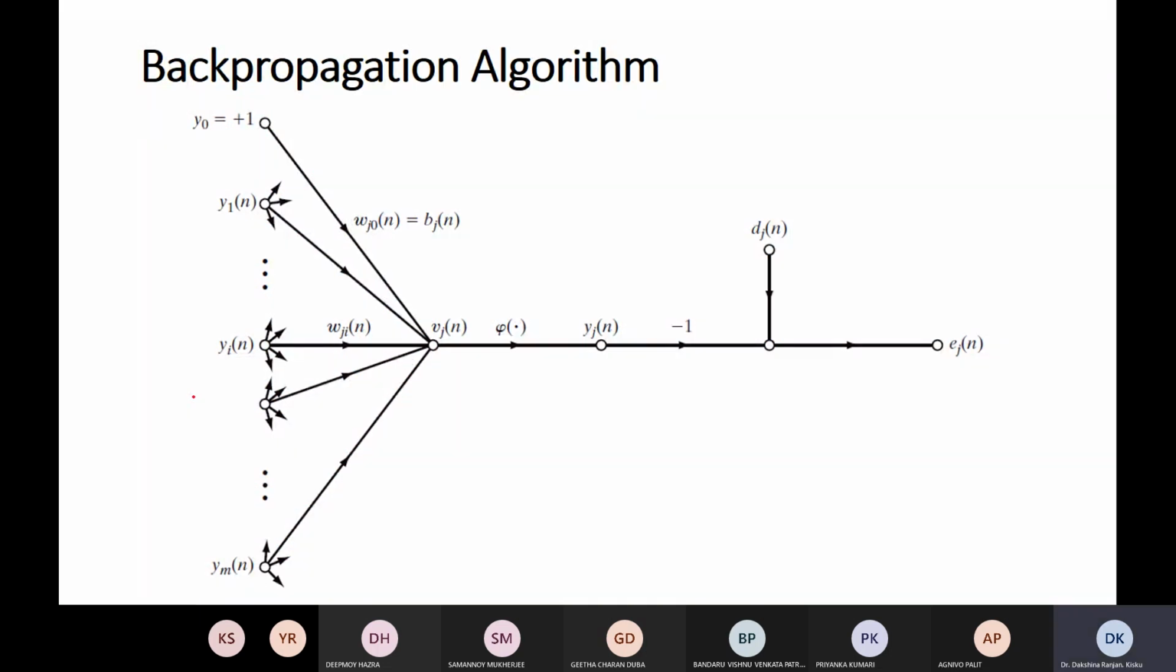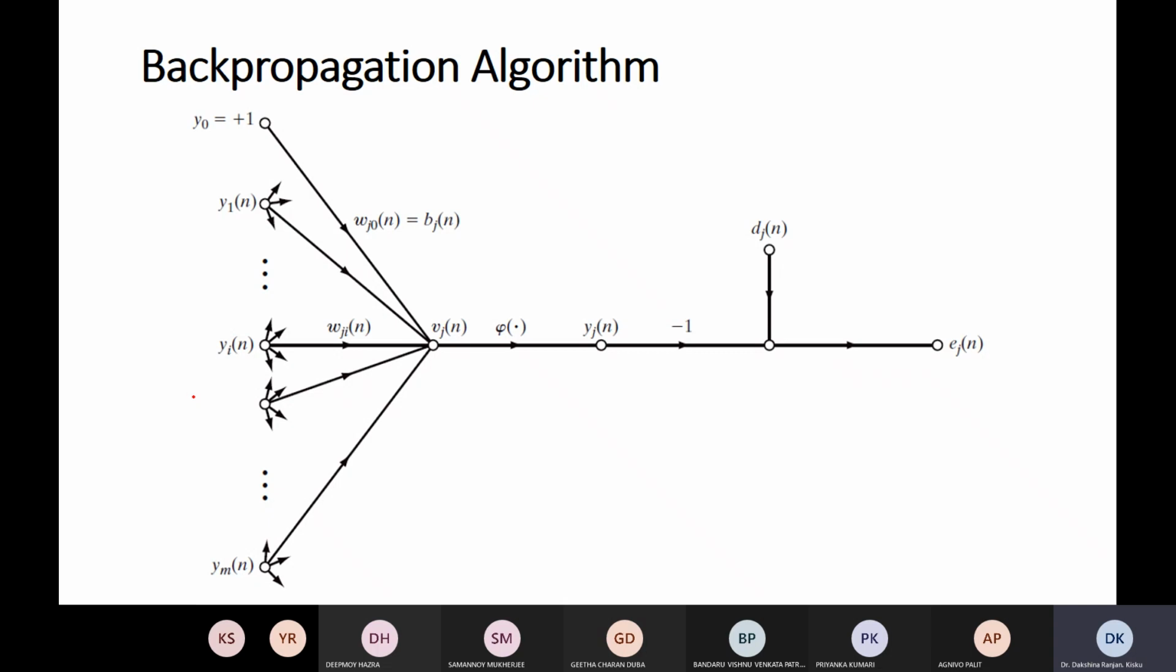Now we will talk about the backpropagation algorithm. When we perform training and learning in the multilayer perceptron, this is one of the important aspects. This important aspect is known as the backpropagation algorithm.